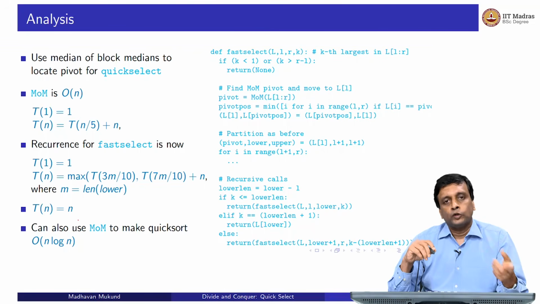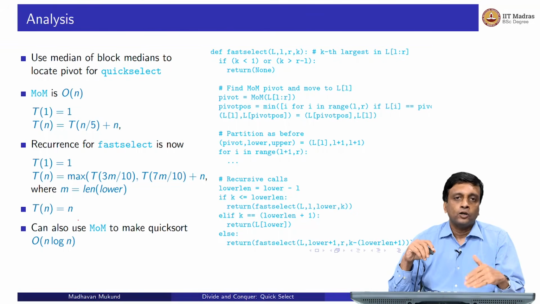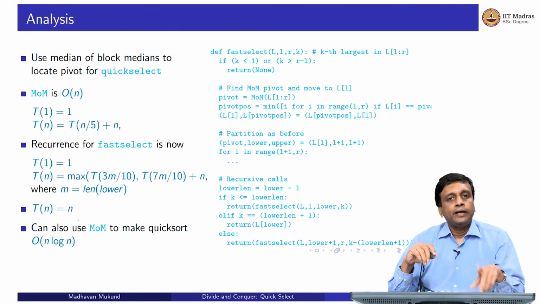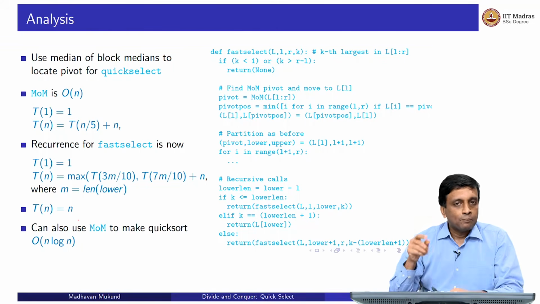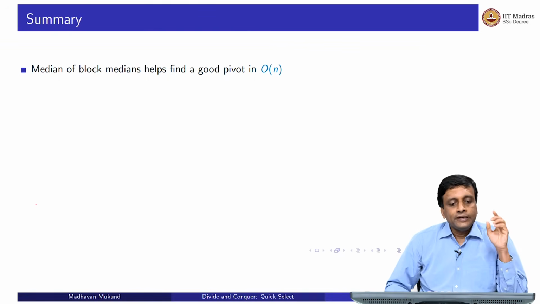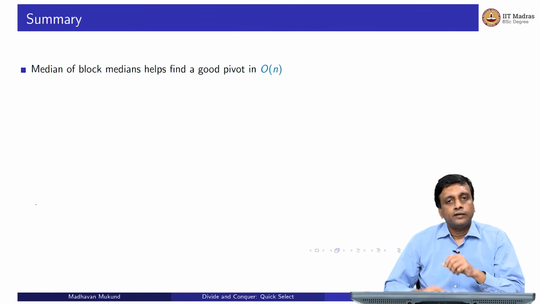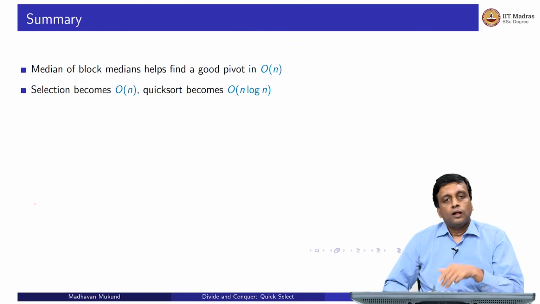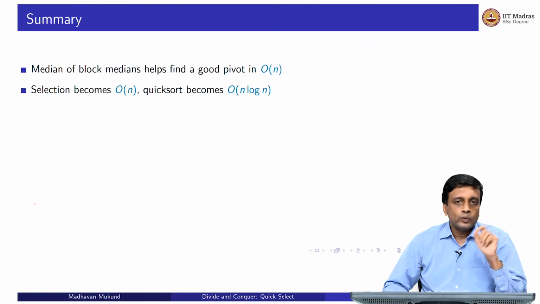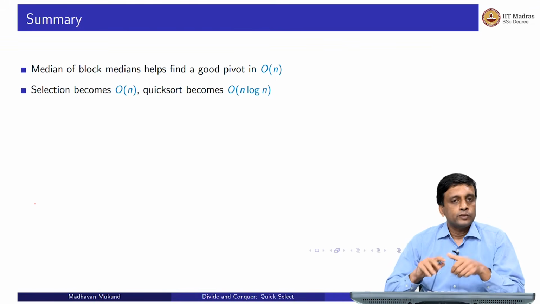So we typically do not use this because this overhead actually makes quicksort slower in the long run, because in the cases where it would run in n log n anyway, by adding this overhead of medians, we are actually doing extra work. But it's useful to know that quicksort can actually be made to run in n log n time in the worst case by applying this median of medians as our pivot strategy. So to summarize, the median of block medians will help us to find a good pivot in linear time. And now if we use this as our strategy to choose the pivot for our partitioning, then quick select actually becomes a linear time algorithm, and quicksort becomes an n log n algorithm in the worst case with this extra step.